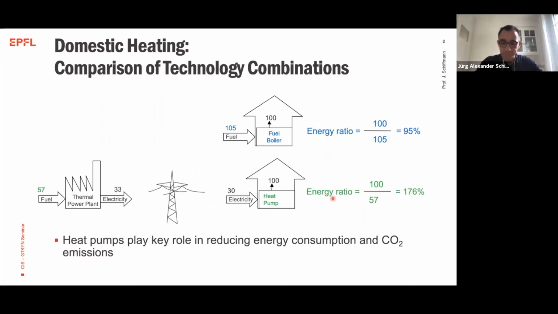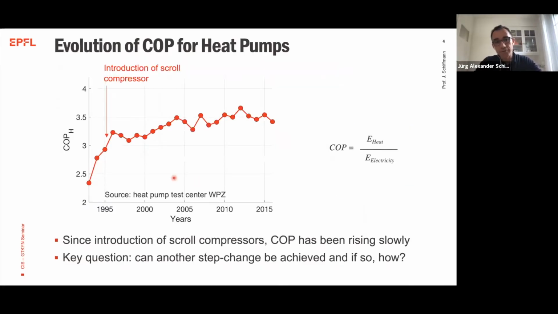This is just simply changing the technological combinations that you're using for heating. Now, if we consider the performance metric of heat pumps, which is basically measured as the ratio between the heat that you're getting over the electrical energy that you use to drive this heat pump, this factor has been increasing in the early 90s and then has sort of been stagnating over the last couple of years.